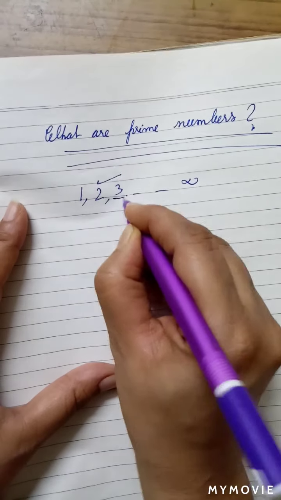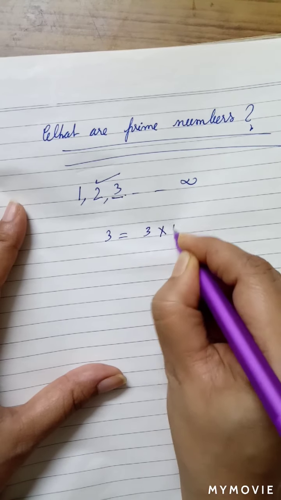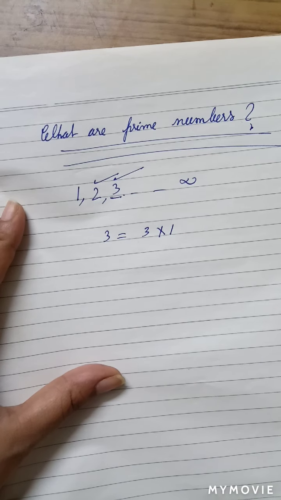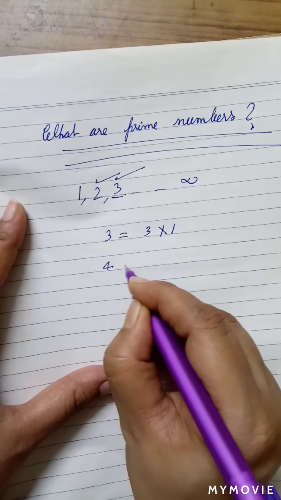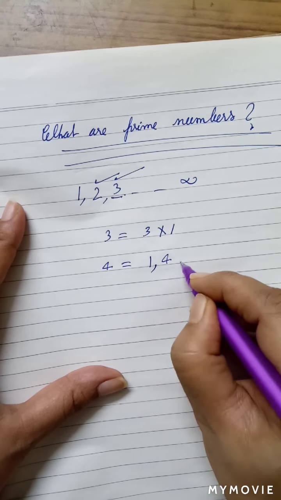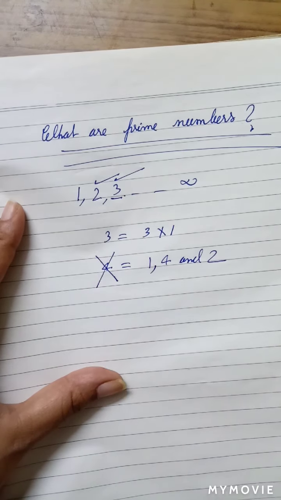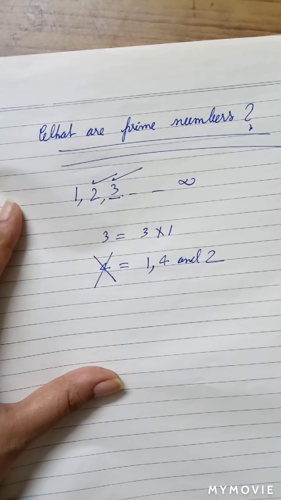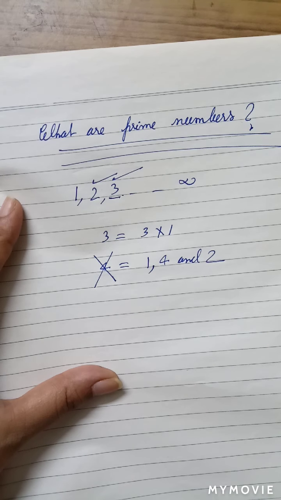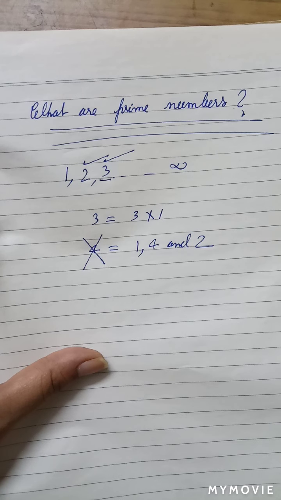Now let's take the example of 3. Factors of 3 are 3 and 1. So 3 is a prime number again. Is 4 a prime number? Factors of 4 are 1, 4 and 2. So it is not a prime number. All the even numbers are not prime. Only 2 is the even prime number. 2 is the exception. That is the only even prime number, and 2 is the least prime number.